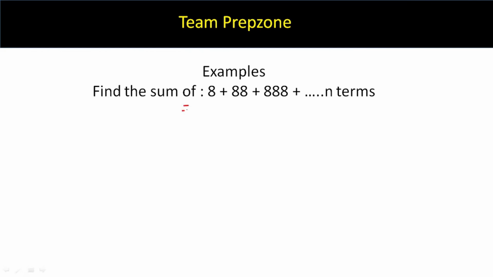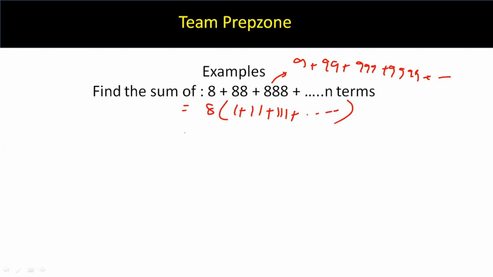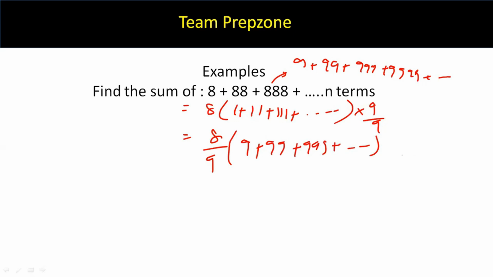So what do? हम always try to create 9 वाला term यहाँ पे, ठीक है? So you have to convert this sequence to 9 plus 99 plus 999 plus 9999 and so on and so forth. Now, how do you convert this? Step number 1, you take 8 common. This is 1 plus 11 plus 111 and so on and so forth, right? Then you multiply and divide this by 9. So this is 8 by 9 into 9 plus 99 plus 999 plus so on and so forth. Okay? Now what do? Now the trick is, see, what is 9?